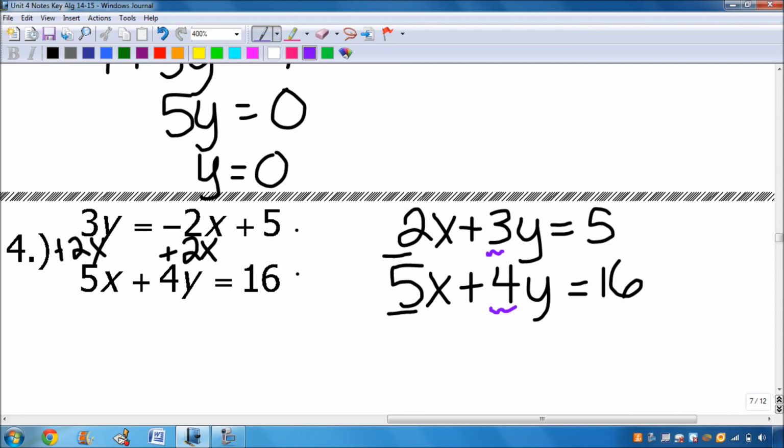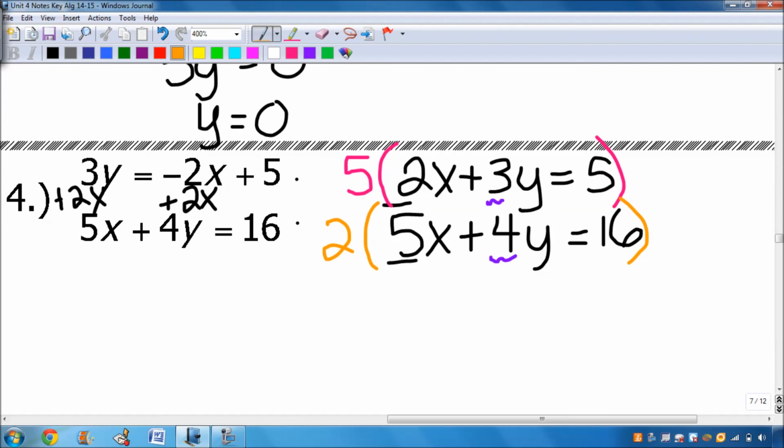So the least common multiple of 2 and 5 is 10. So I'm going to change my x's into 10x. And the way I would do that is multiply the top equation by 5. And then I would have to multiply the bottom equation by 2. But before I do any of that, 10x and 10x, when I add them together, will not cancel each other out. I need one of these x's to be a negative 10x. So I'm going to multiply the bottom equation by a negative 2. Again, you can choose to do it to the top or the bottom.